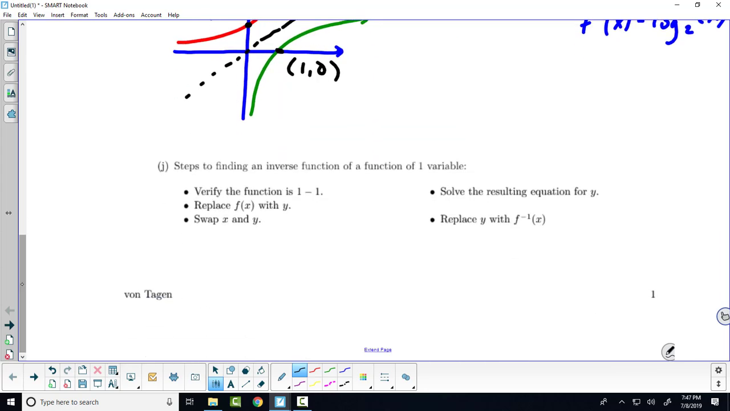Folks, this is just a quick review. This is something you learned in college algebra. You probably did it again in a trig class. Here are your steps to finding inverses. So let's jump over to the next page and practice it.